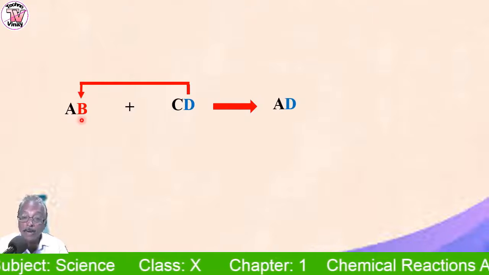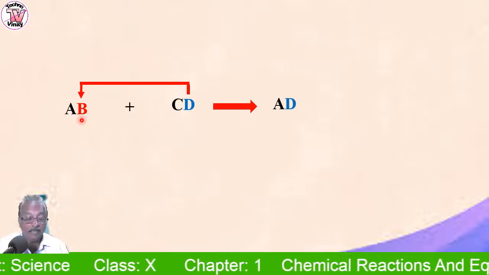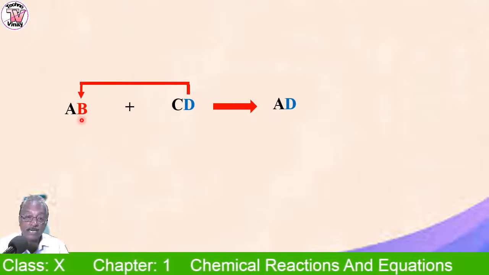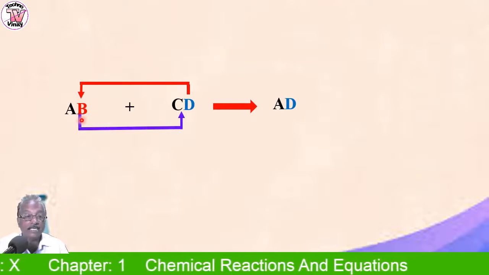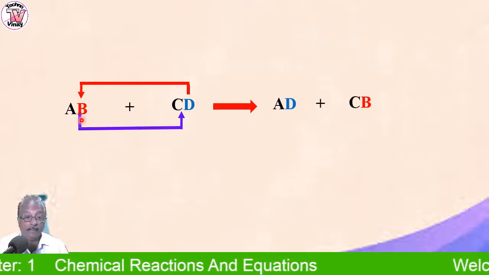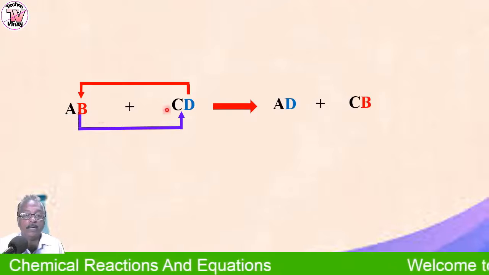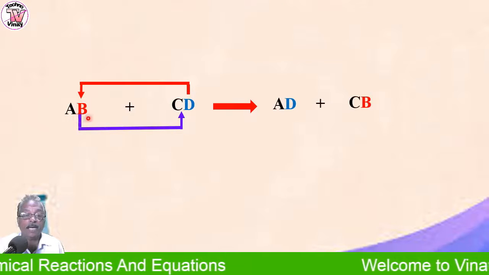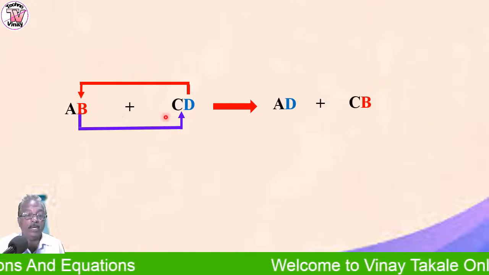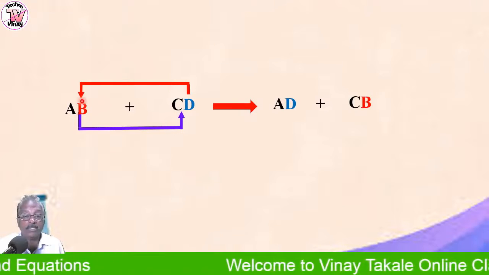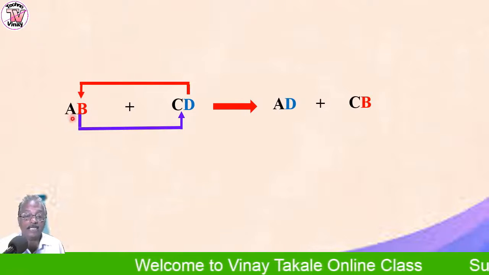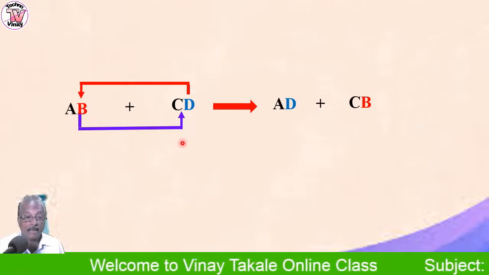Similarly, what will happen to the B now? This B, one of the components of this reactant, will go and combine with C. As a result, it will form CB. So now A has combined with D and C has combined with B. So there is exchange of ions among the reactants.